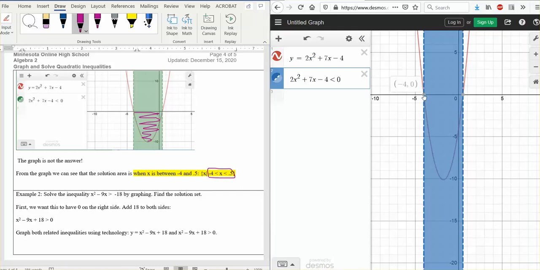So this is when this inequality is less than 0. It's for this section right here. It's less than 0 for this part.